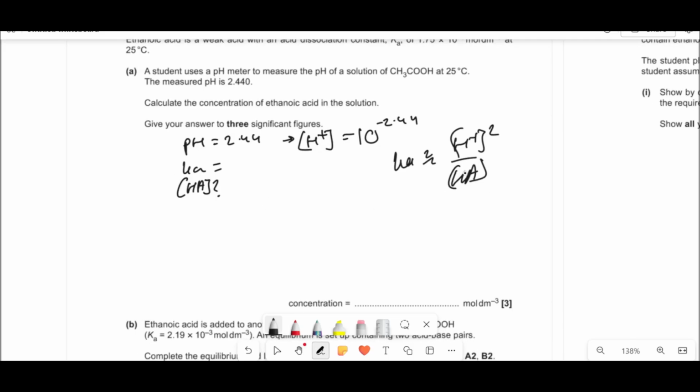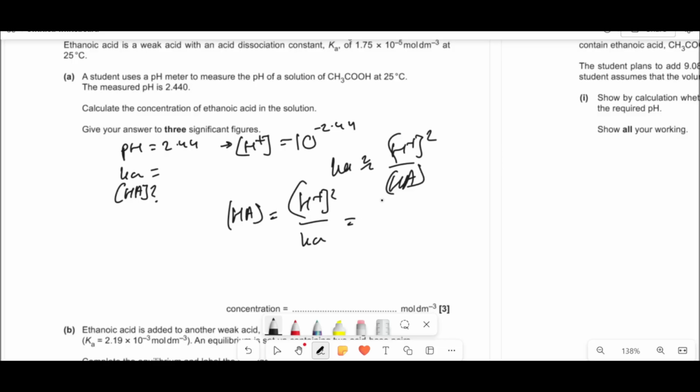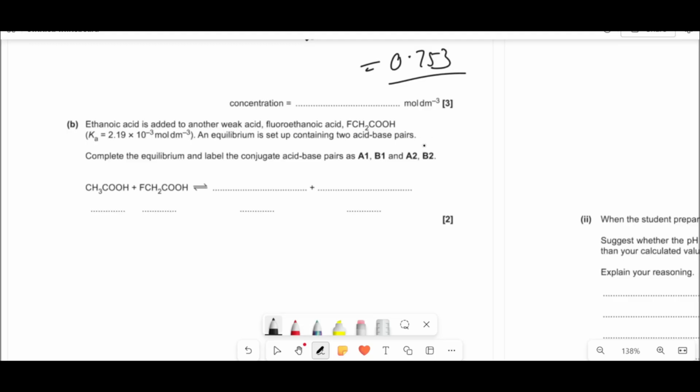So then, to find out the HA, all you do is HA is going to equal H plus squared over Ka. If we do that, we end up getting 10 to the minus 2.44 all squared, divided by the Ka, which is 1.75 times 10 to the minus 5, which if you do that, gives you 0.753 moles decimeter cubed. There you go.